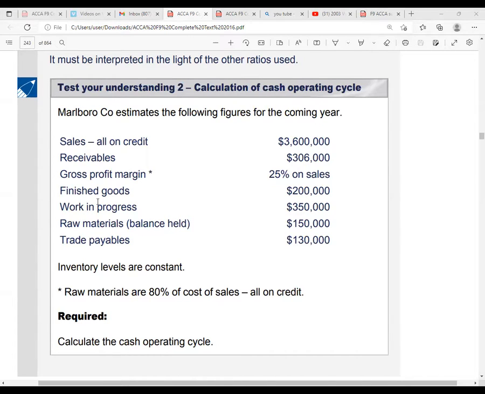Receivable days, what do we have here? I'm waiting. Receivable days, I am waiting.